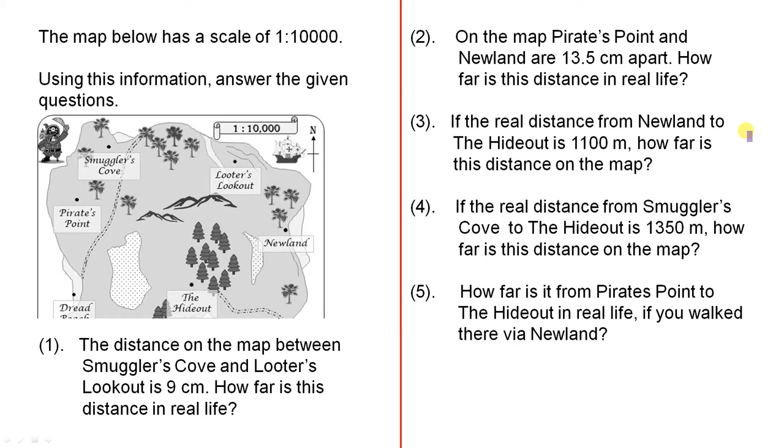Number 3. If the real distance from Newland to the hideout is 1,100 metres, how far is this distance on the map? Number 4. If the real distance from Smuggler's Cove to the hideout is 1,350 metres, how far is this distance on the map? And number 5. How far is it from Pirates Point to the hideout in real life if you walk there via Newland?